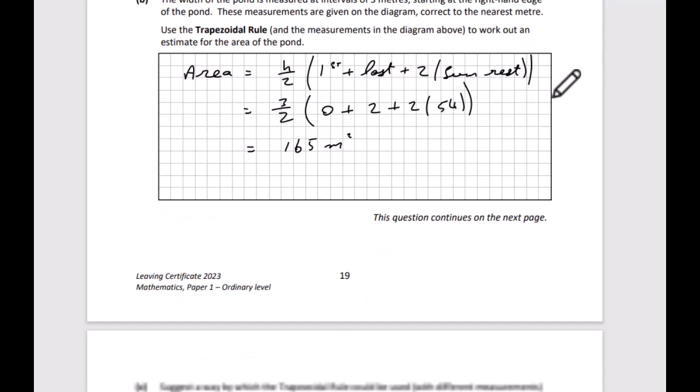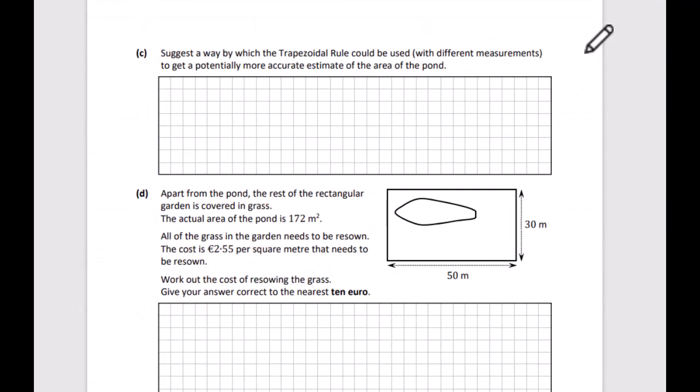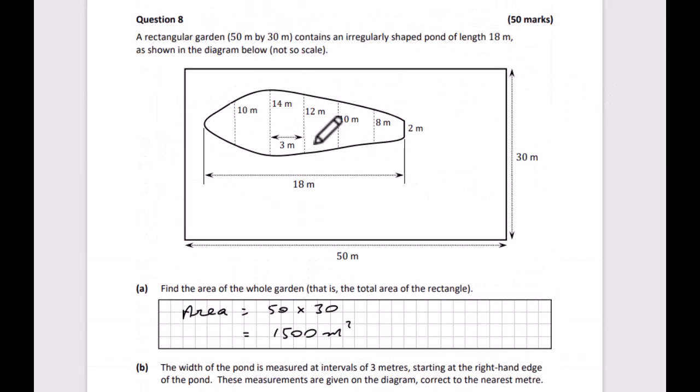So let's have a look at part C. Suggest a way in which the trapezoidal rule could be used with different measurements to get a potentially more accurate estimate of the area of the pond. So you can see here that the pond is being divided up into 3 meter intervals. So it gives an approximation. What we're effectively doing is getting the area of trapeziums along here and adding them up, but it's only an estimate.